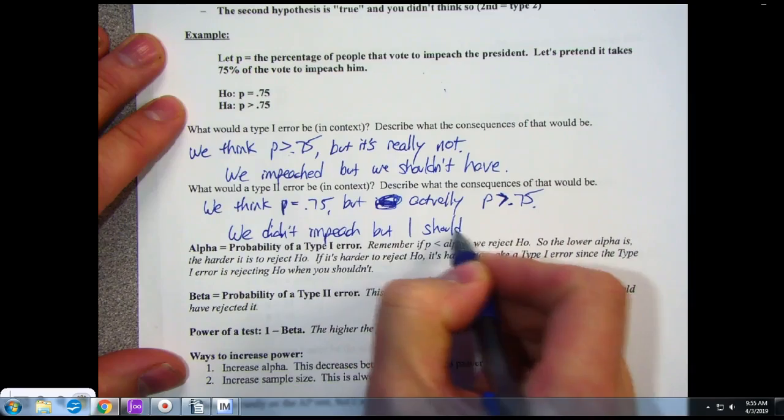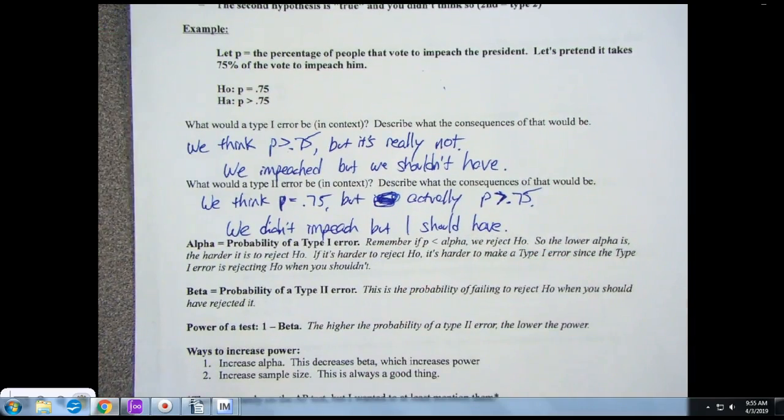Does that make sense how it works? So the hard part's keeping it straight. Keeping straight which one is which.